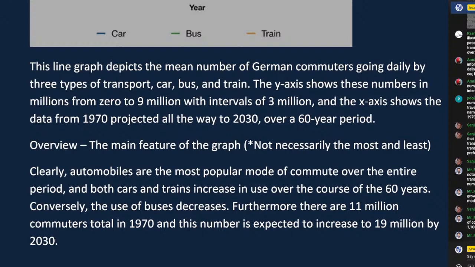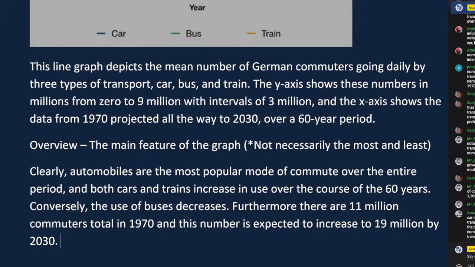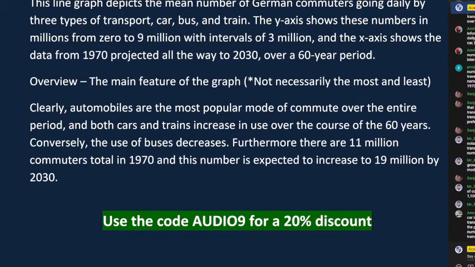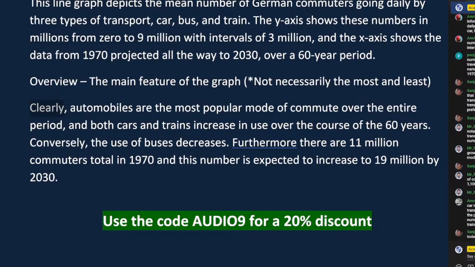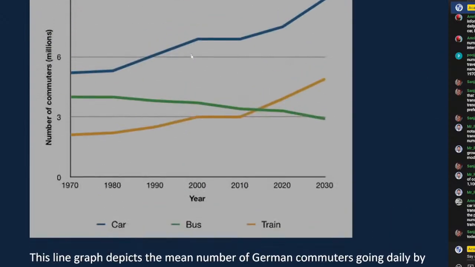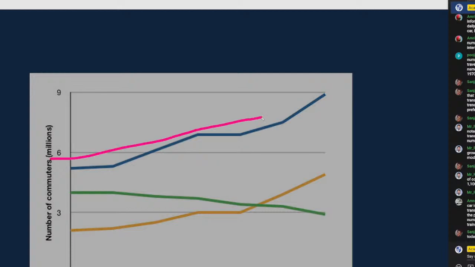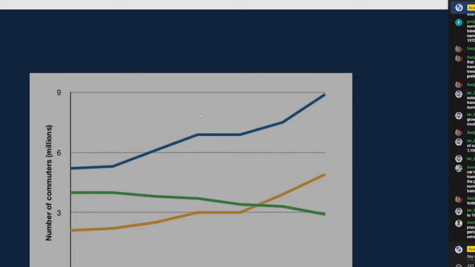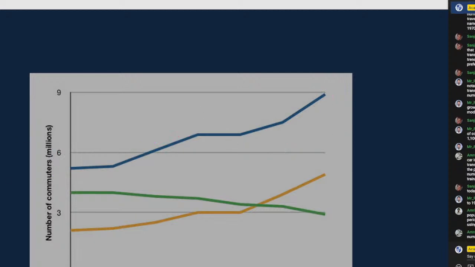There's my overview. Basically everything I showed you on the graph just now, except written clearly. Okay. So clearly, here when I say clearly automobiles are the most popular mode of commute over the entire period. So what am I talking about here? I'm talking about this piece of information. So that's very clear. Okay, there's no touching here. At every single point, at every year, it is the highest number. Very clear.